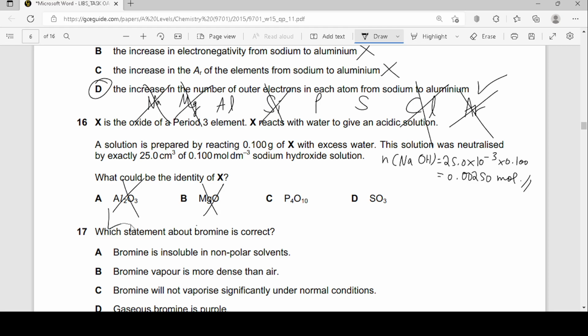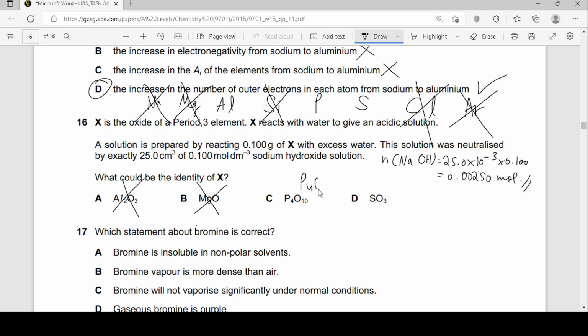And anyways, Al2O3 and MgO both are very, very insoluble in water because they have such strong ionic lattices, right? Or actually, Al2O3 has an ionic lattice with a bit of covalent character, but the point is that they're both quite insoluble in water, so I can cross them out. So let's start with P4O10.